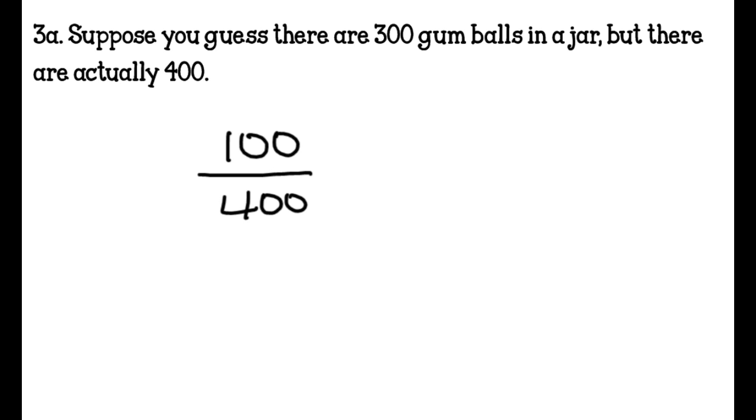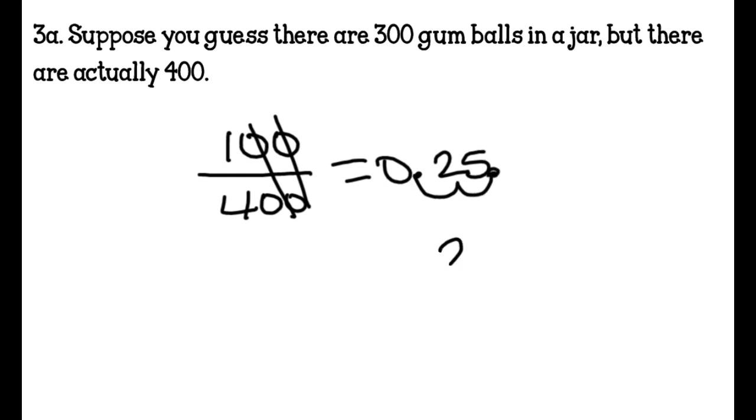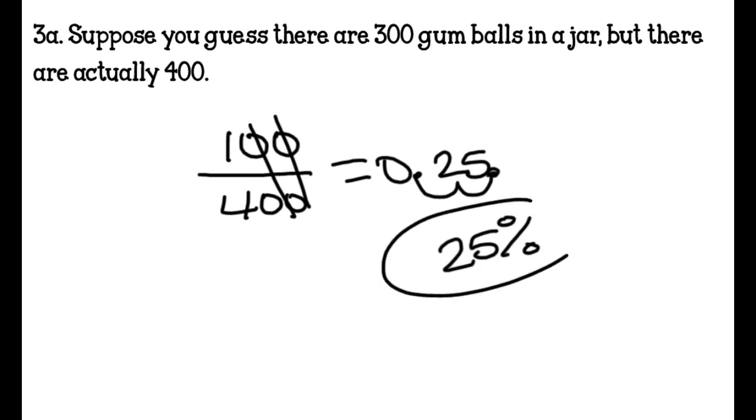When you divide that, that's going to get you 0.25. And really, you don't need a calculator for this. Zeros cancel out, zeros cancel out. You know that 1/4 is 25/100 as a decimal, and 25/100 as a percent is 25%. So you had a 25% error.